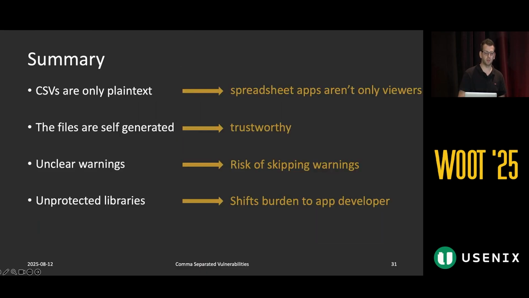And with this, I want to summarize my talk: CSV files are only plain text, but spreadsheet apps aren't only viewers. The files are self-generated in our scenario, so therefore we consider them as trustworthy. The warnings are a little bit unclear, which might have a risk that they are only skipped, and especially because the files are trustworthy. So if I generate a file on my own, then maybe I will skip the warning. And the libraries are unprotected or have no mechanisms to mitigate this vulnerability, and this shifts the burden to the app developer to mitigate this vulnerability.